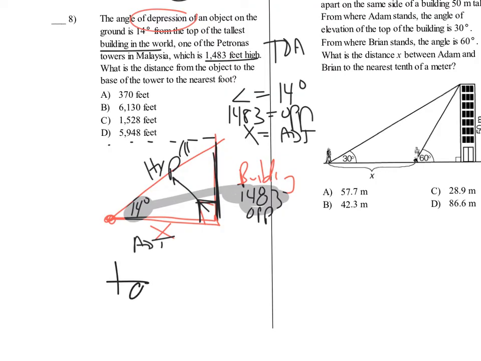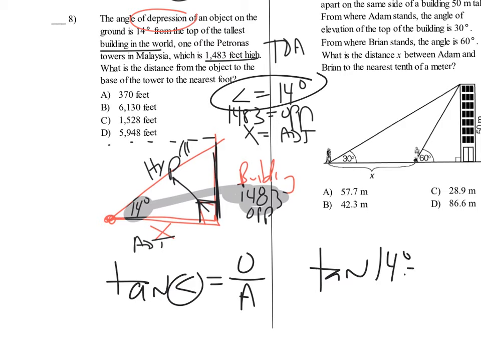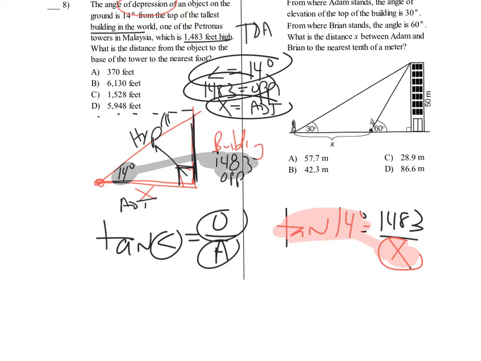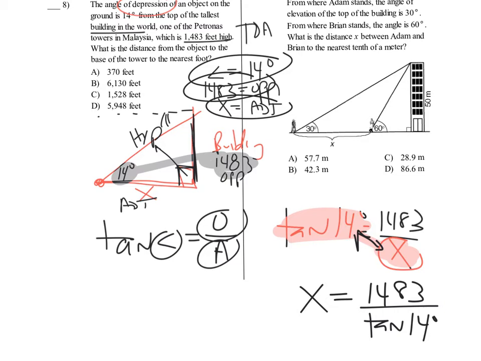So I know the tangent of an angle equals opposite over adjacent. So here I have the tangent, and the angle is 14 degrees. That equals the opposite, which is 1,483, over the adjacent, which is x. Since the x is in the denominator, I'm going to be using that switcheroo rule, where I take the x and the tangent of 14 and switch places. So here I'm going to have x equals 1,483 divided by the tangent of 14. Again, I'm using the switcheroo rule because the x is in the denominator.